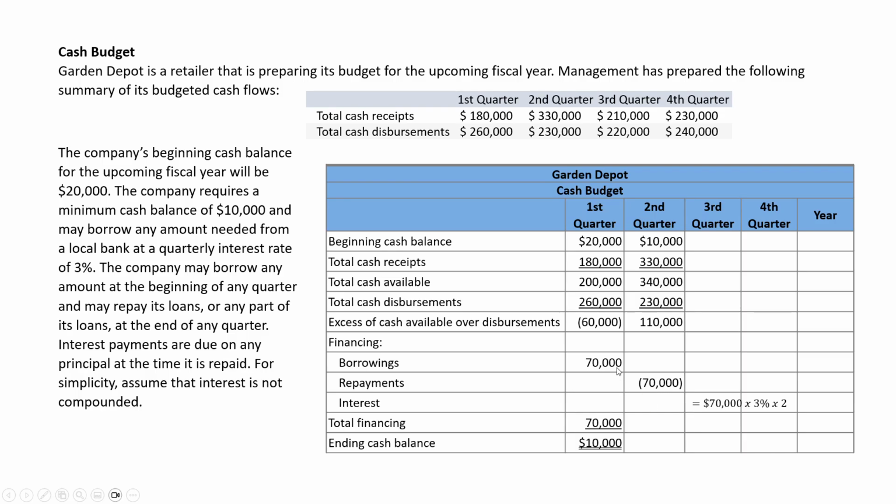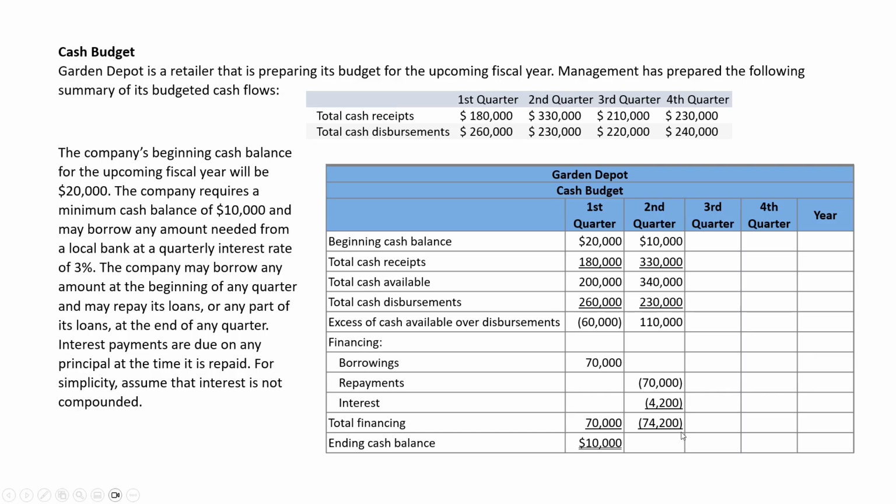Our $70,000 principal that we borrowed times our 3% quarterly interest rate times 2. Why is it 2? Because I expect to have that $70,000 for 2 quarters. I borrow it at the beginning of the first quarter. I don't pay it back until the end of the second quarter. So $70,000 times 3% times 2. The total interest I need to pay at the end of the second quarter, because they allow us to pay the interest when we're paying back the loan, is $4,200. Again, $70,000 times 3% times 2 quarters.